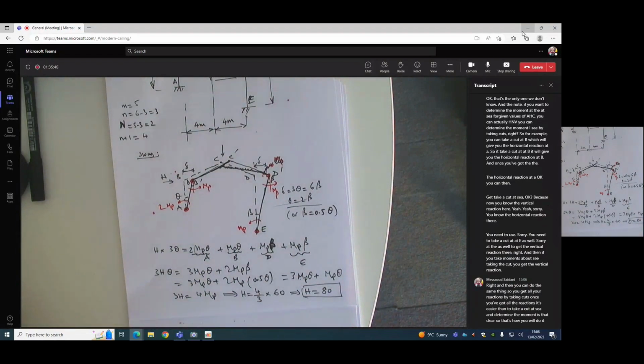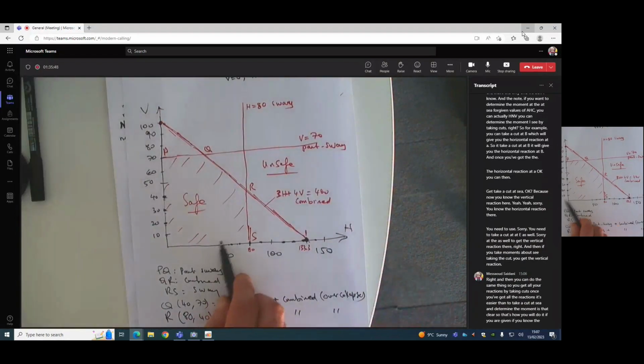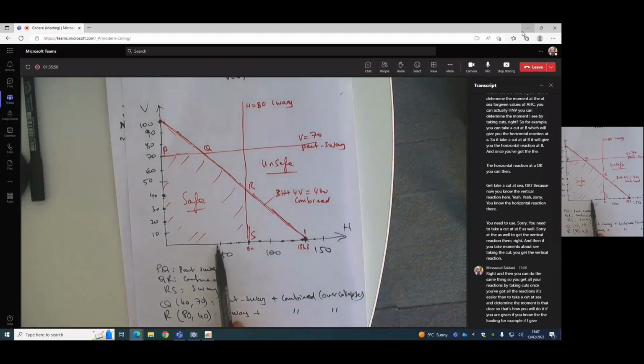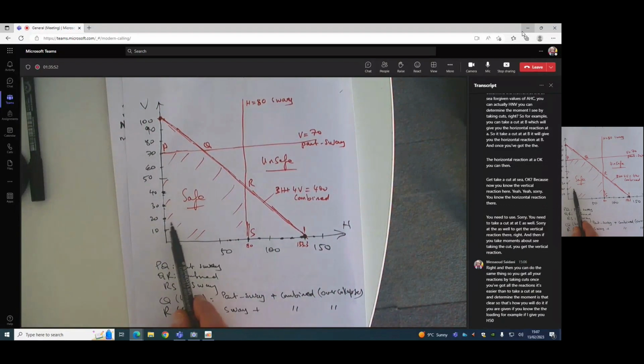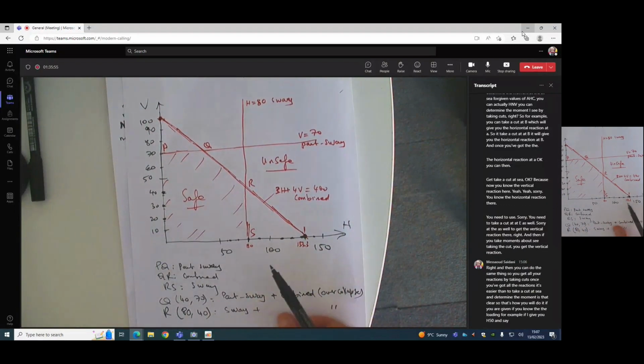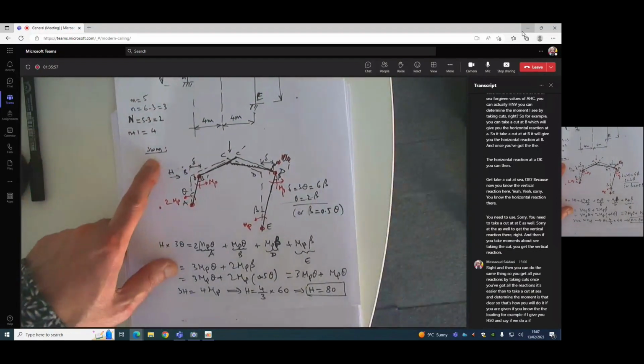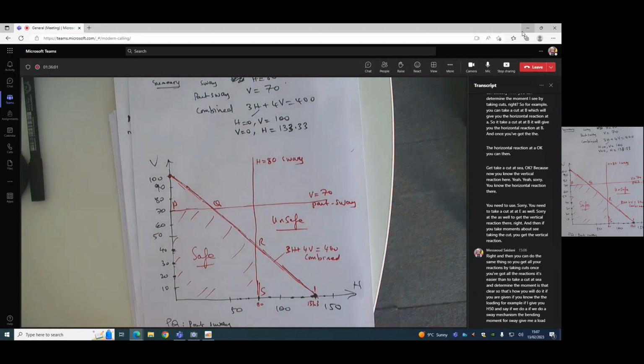If you know the loading, for example, if I give you H equals 50, and say we do a sway mechanism, the bending moment for sway, give me a load combination for sway.